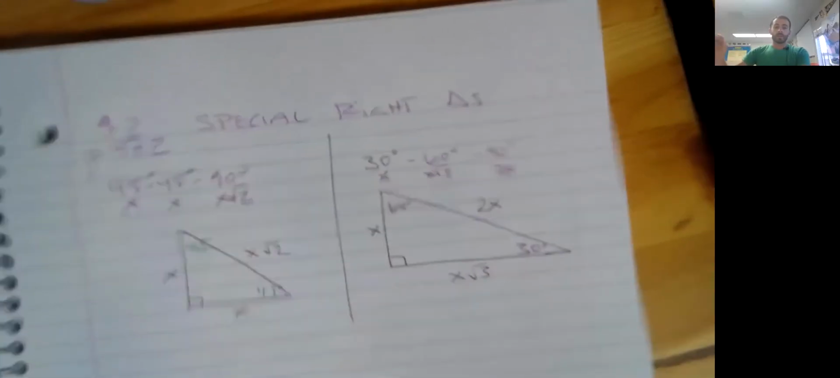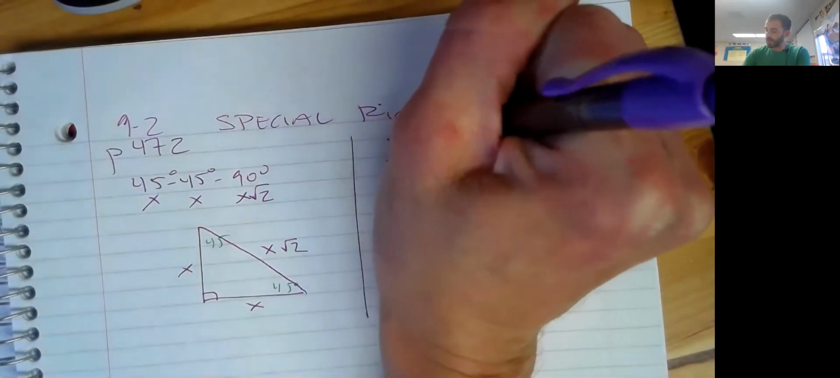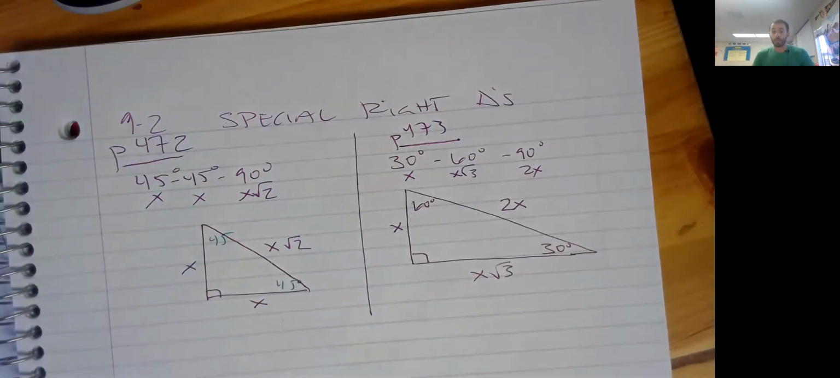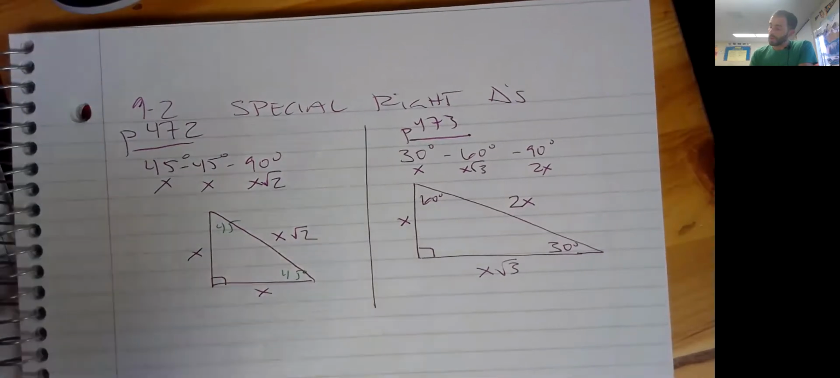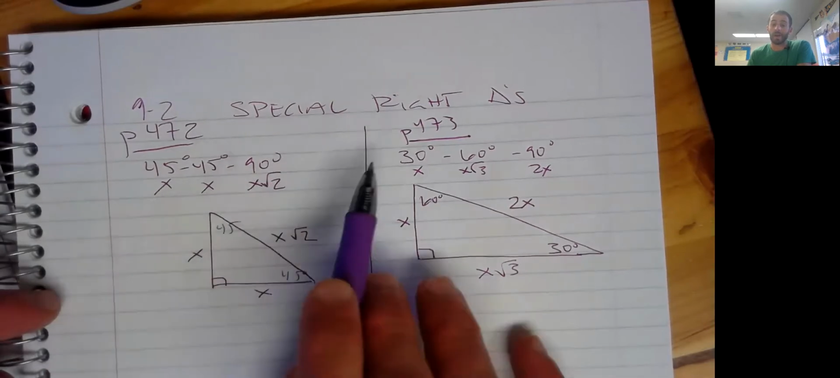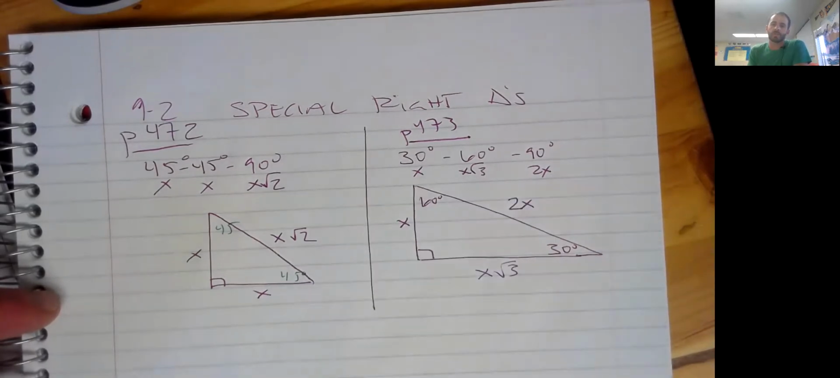All right. So you need to turn to page 472 and 473 to copy these down. Now, we should have repeated 3, 4, 5, 5, 12, 13, 7, 24, 25, 8, 15, 17, and 9, 40, 41. Thank you, Mr. Goldman, a lot. But you also need to repeat x rad 2, x rad 3, 2x. Just repeat it. Just say it. Because eventually you're going to regurgitate the answers.